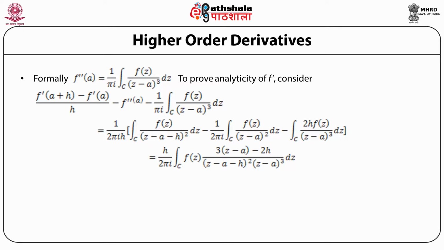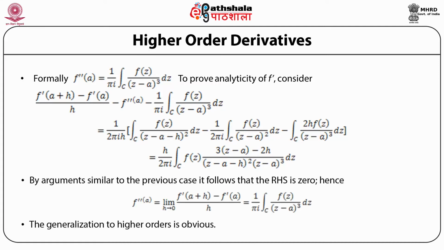Now to prove analyticity of f dash, consider f dash (a plus h) minus f dash a divided by h, minus f double dash a, that is minus 1 divided by pi i into integral C f(z) divided by (z minus a) whole cube dz, equal to 1 divided by 2 pi i h into integral along C f(z) divided by (z minus a minus h) whole square dz minus 1 divided by 2 pi i into integral along C f(z) divided by (z minus a) whole square dz minus integral along C 2 into h into f(z) divided by (z minus a) whole cube dz, which is equal to h divided by 2 pi i into integral C f(z) into (3z minus a minus 2h) divided by (z minus a minus h) whole square into (z minus a) whole cube dz.